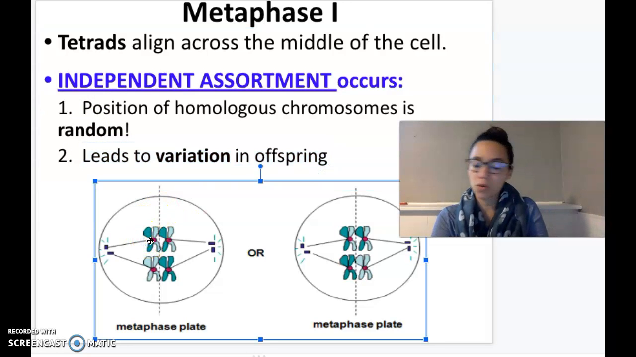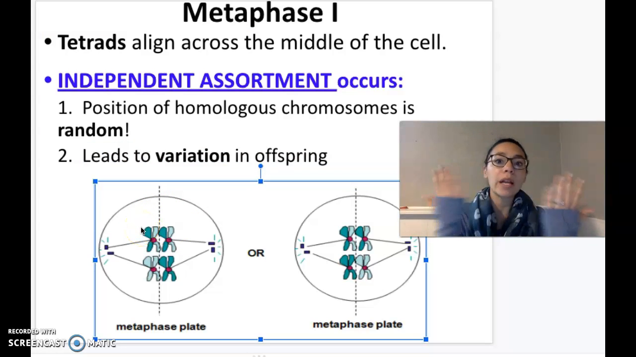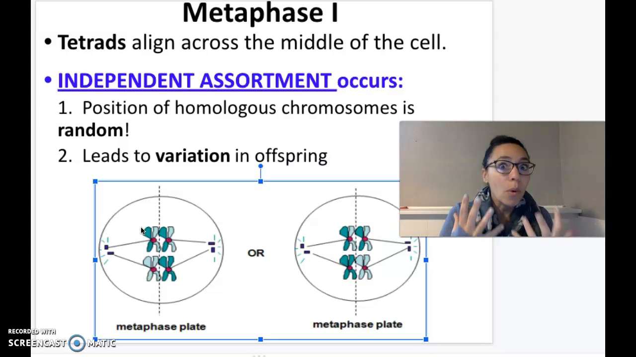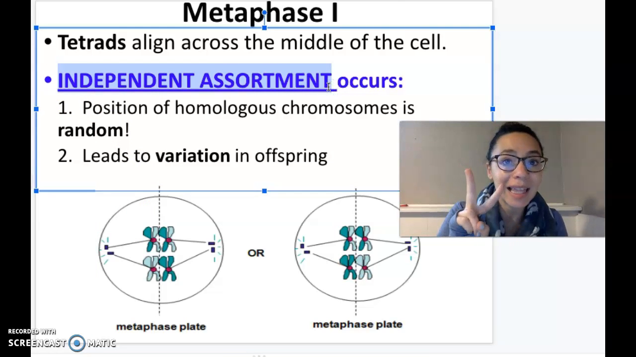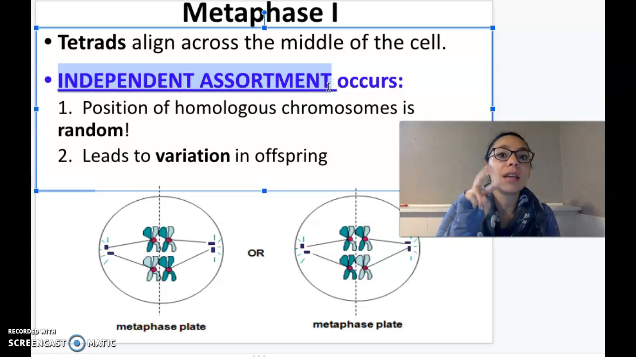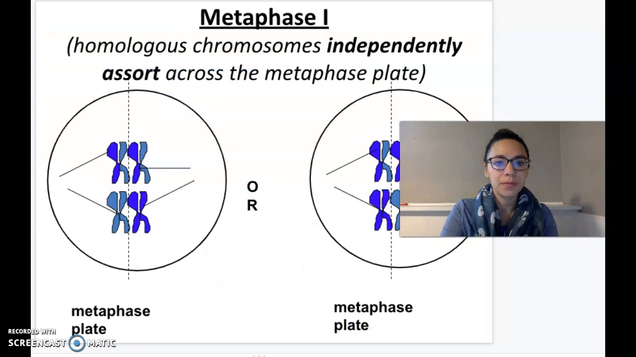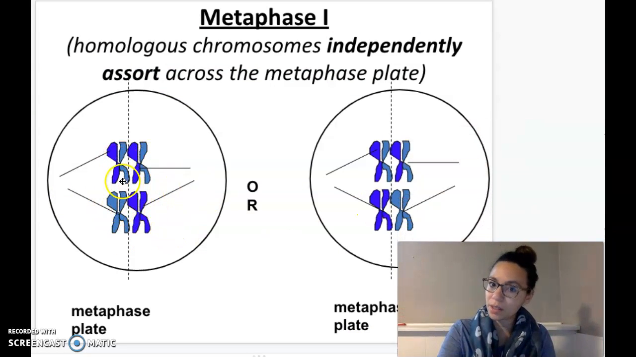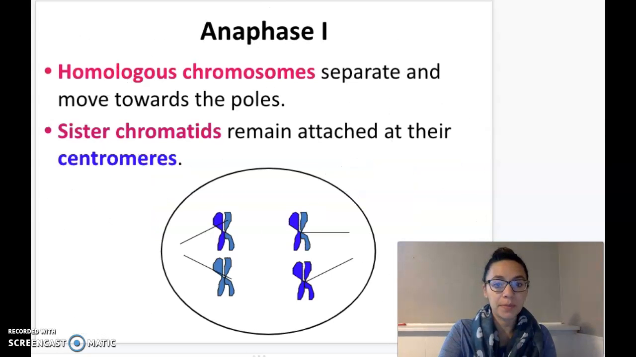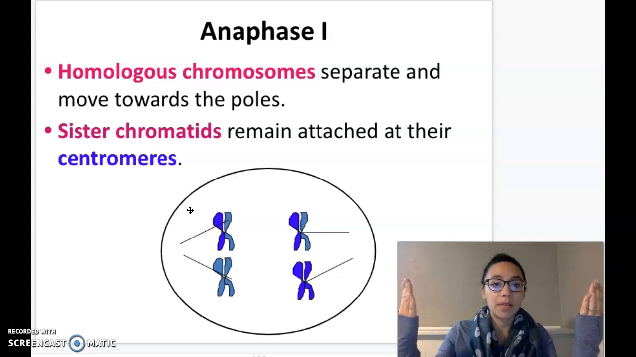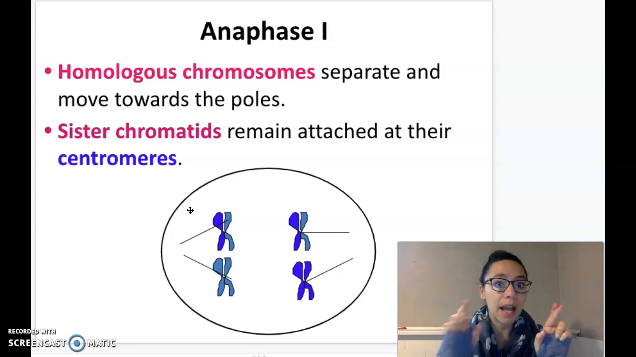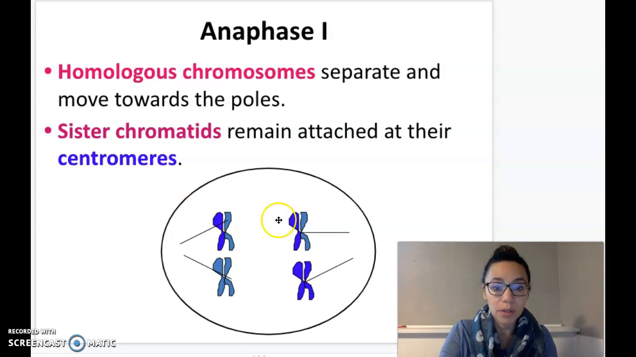Sometimes mom's chromosome is on the left, dad's is on the right. Sometimes it's vice versa. So the arrangement of these chromosomes is important because it's random, and this is called independent assortment. This is the second thing that leads to genetic diversity in meiosis. So we see they could line up like this, or they could line up like this. Again, it's random. Anaphase, the homologous chromosomes separate to different sides of the cell. The sister chromatids still remain attached, so the chromosomes still look like X's.